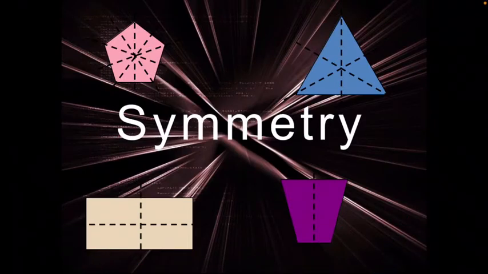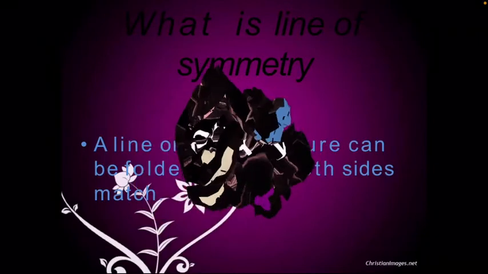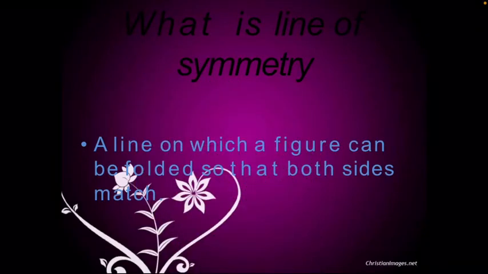When we take an object, we can segregate the object based on the line of symmetry. So the line of symmetry should give you identical parts of that image. So that is what symmetry is. Now what is the line of symmetry? A line on which a figure can be folded so that both the sides match, or are identical. So that is the line of symmetry.